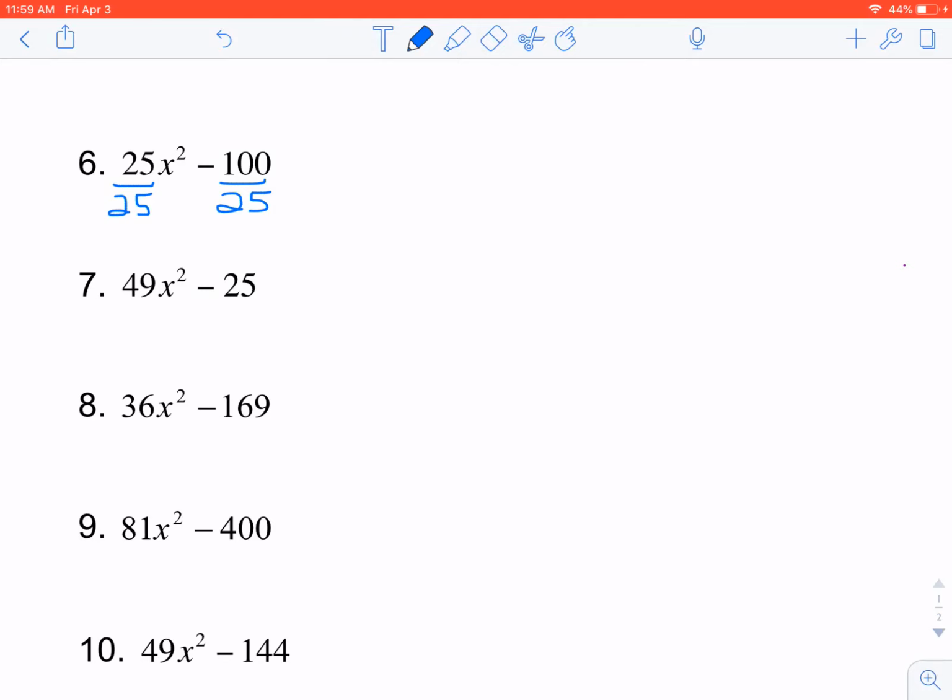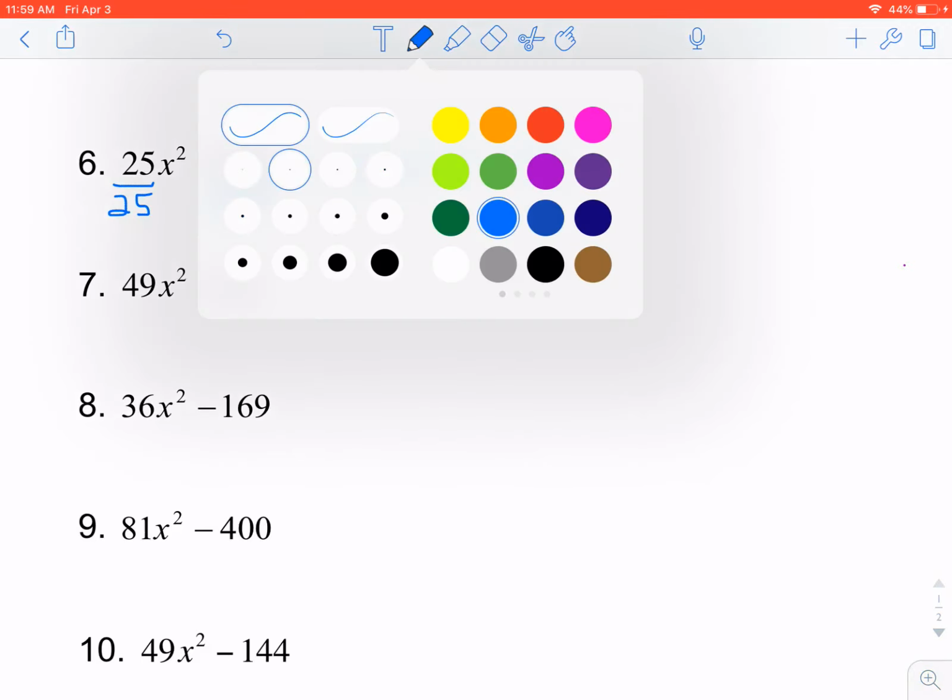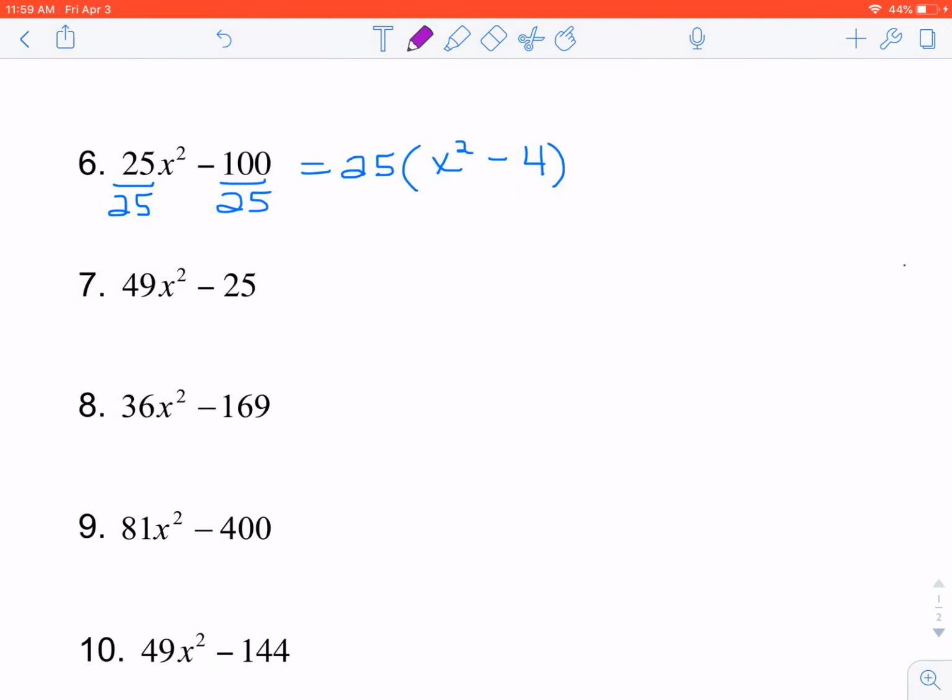So that's the first step. Don't forget about that first step. So I'm writing 25, that's the GCF. 25 divided by 25 is just 1. So there's just an x squared. 100 divided by 25 is 4. The second step, done with the first problem, circle the 25 so we don't forget about it.